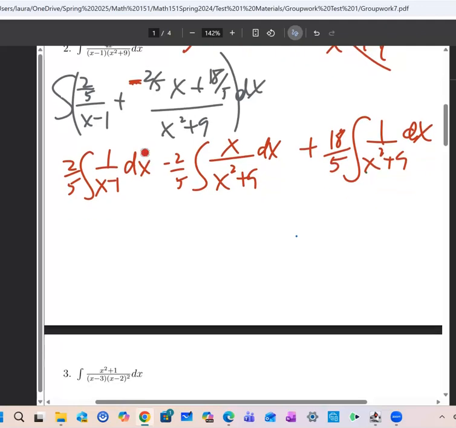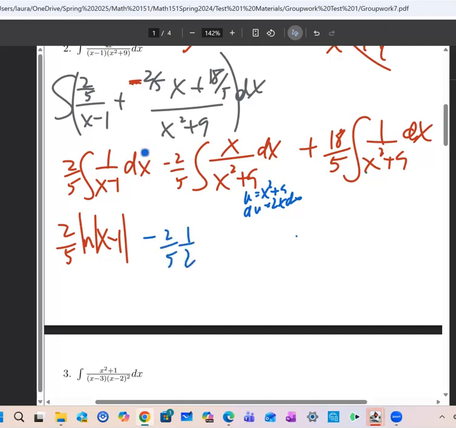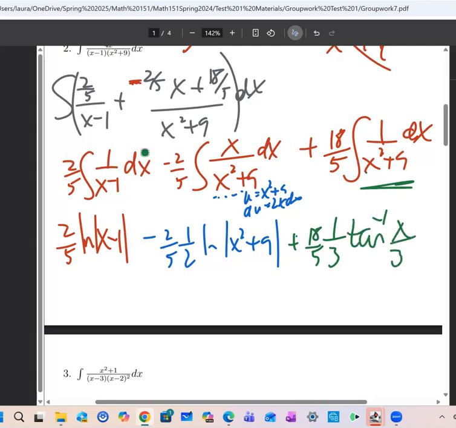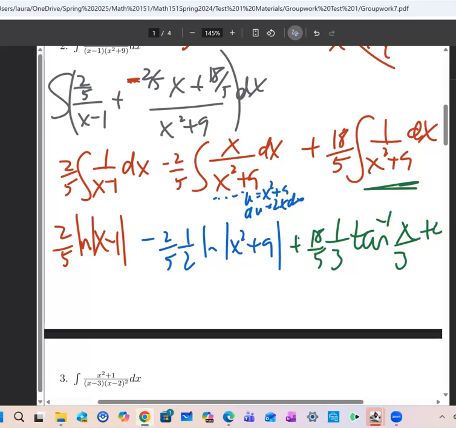Now I can go do the antiderivative. So this gives me 2/5 ln. You're good with that. I think you're getting good at u substitution, right? So you can see this is going to be a du is 2x dx. So I'll get a negative 2/5, a 1/2. This will be 1 over u du. And so then I can take the integral, ln, and you see it. There it is, arctan. 18 over 5 with a 1/3 arctan of x over 3 plus C.